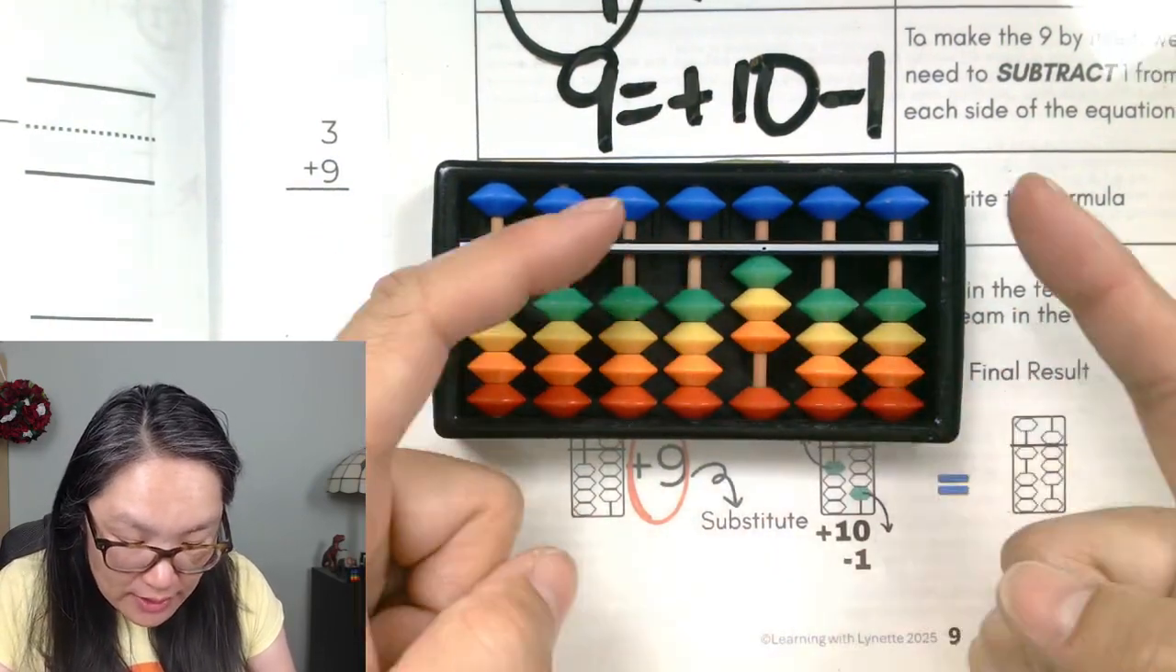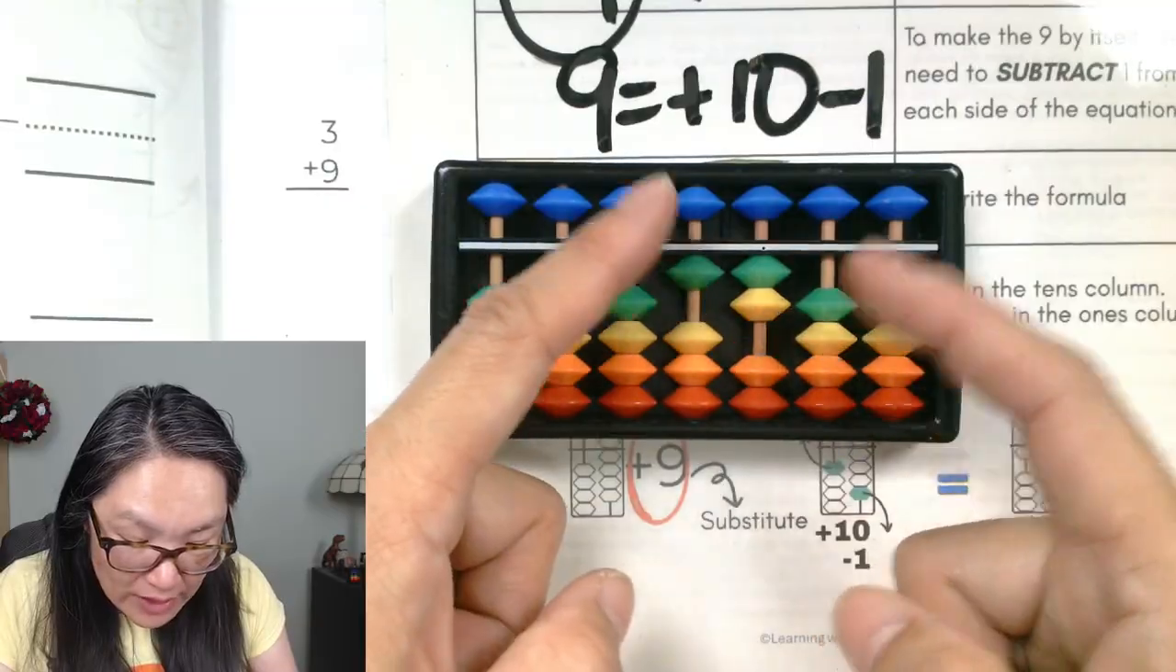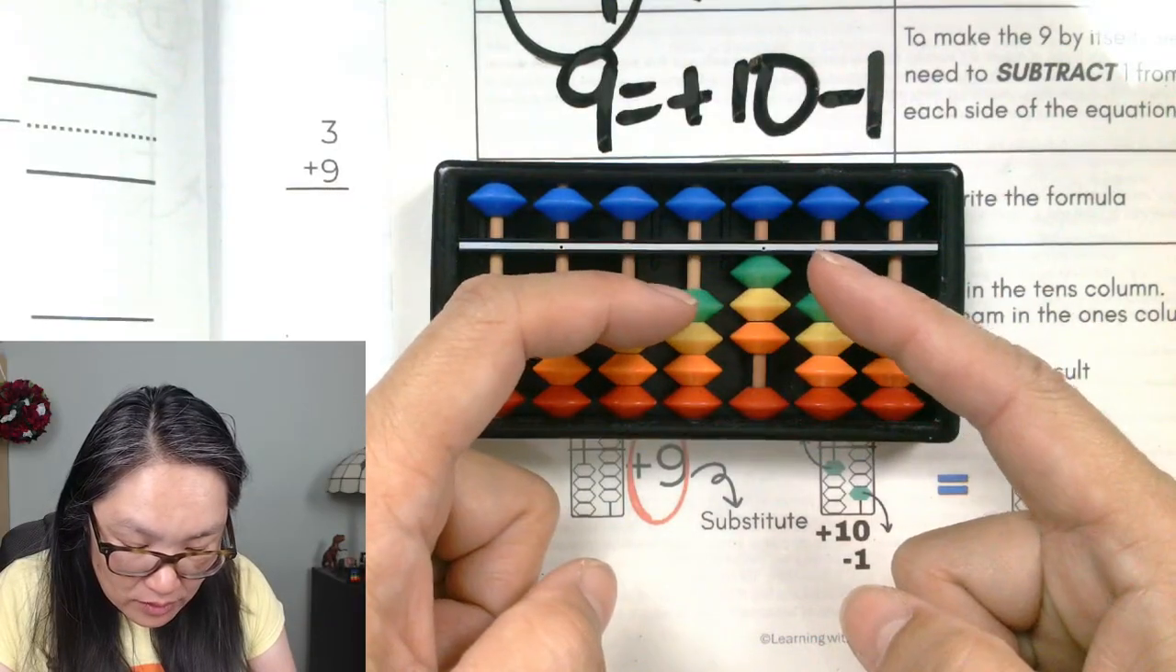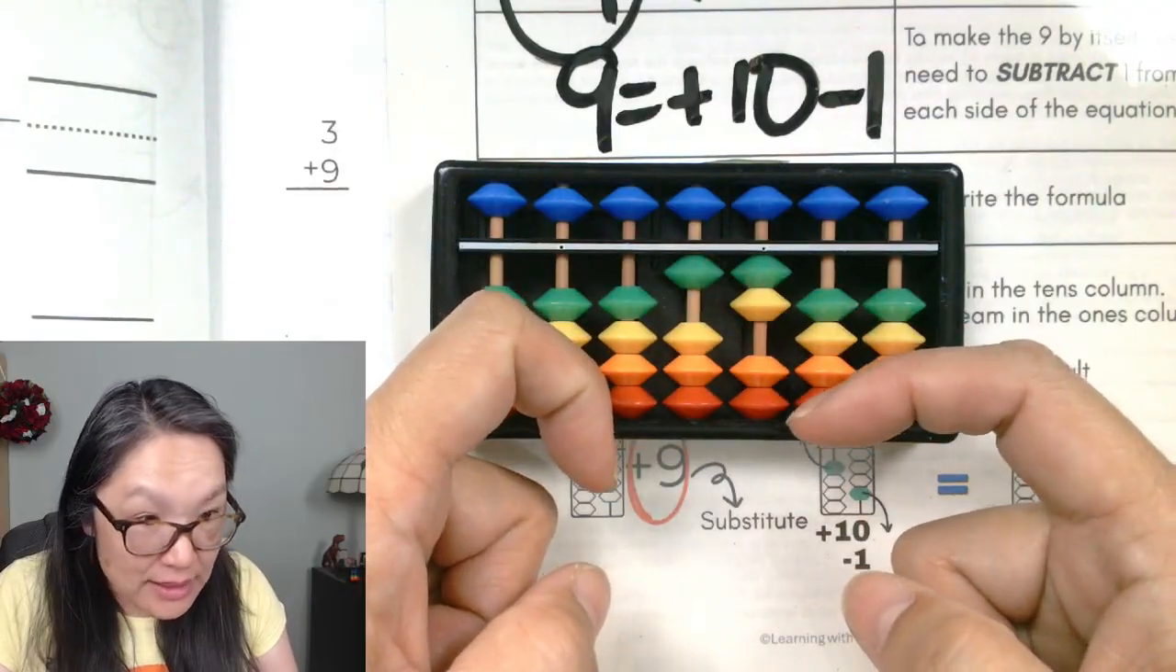Notice, there's a pattern. Every time we add the 9, we minus the 1. We add the 9, we plus the 10 minus the 1. This is the number pattern.